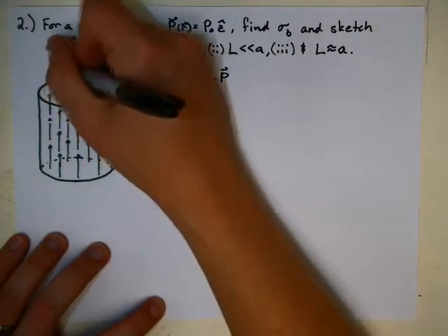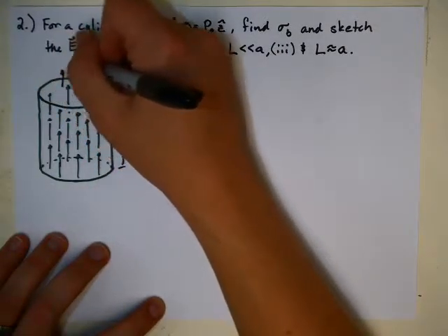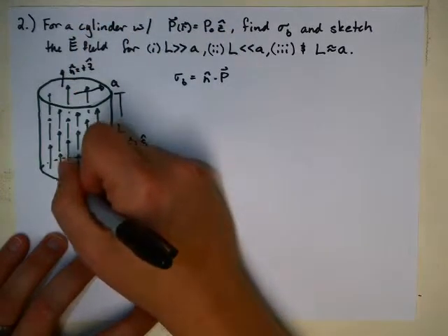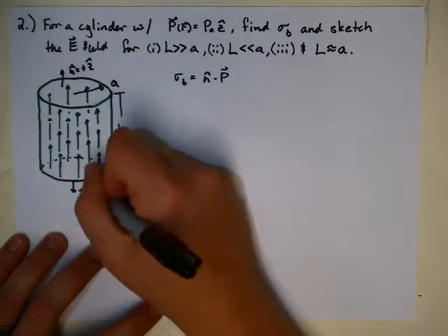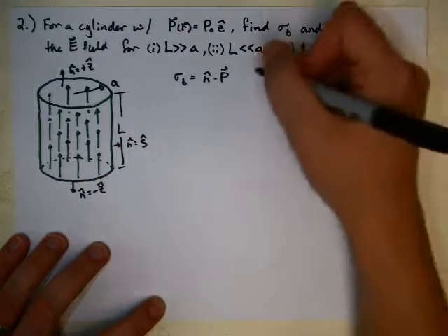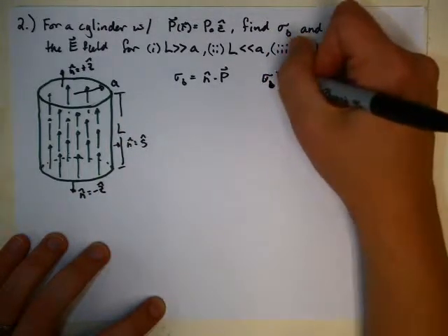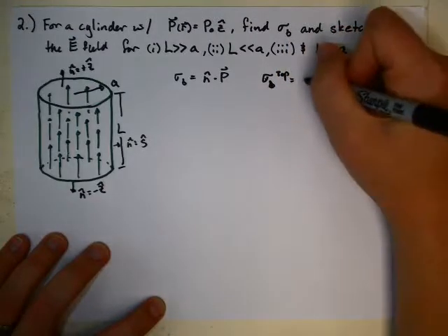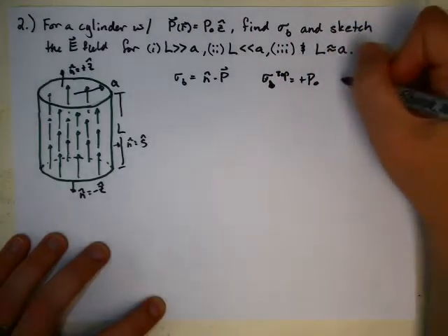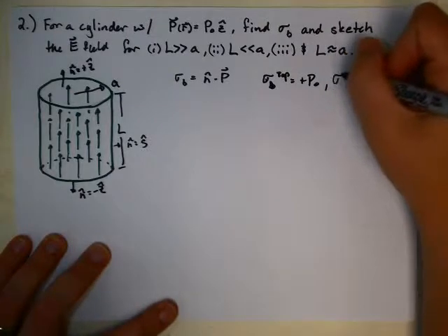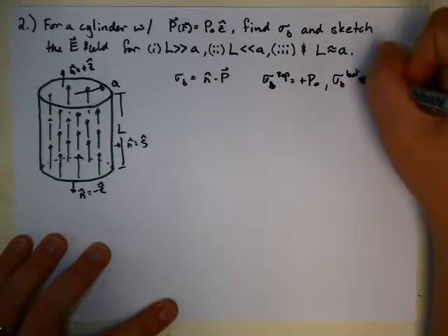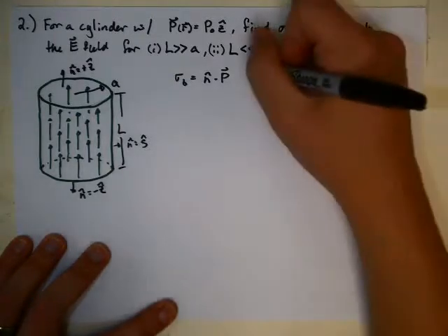Then on the top, of course, we have n hat equal to plus z hat, and on the bottom we're going to find that n hat is equal to minus z hat. And so from this we can say that sigma b on the top is going to equal plus P naught, and sigma b on the bottom is going to be equal to minus P naught.